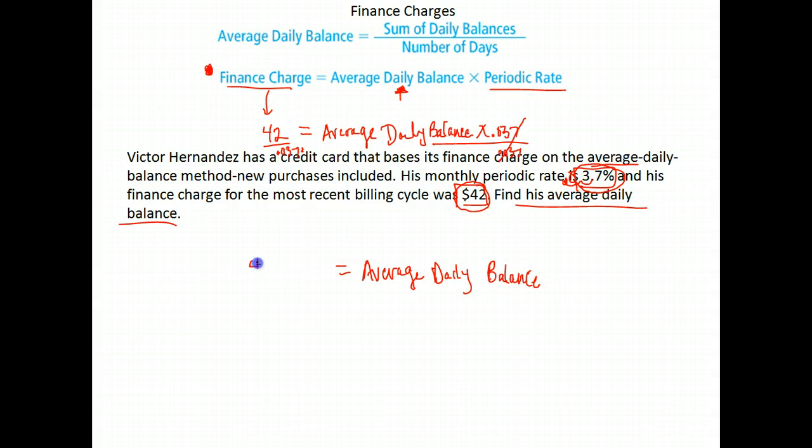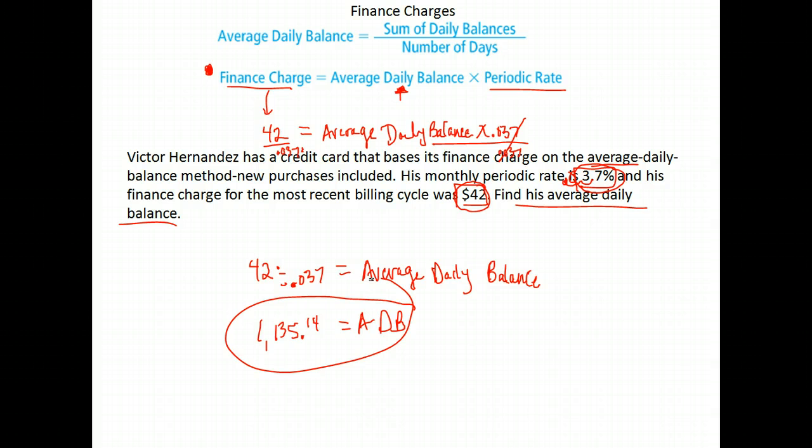Okay, it's going to be whatever 42 divided by 0.037 is. I'm going to call it my ADB. It looks like it is $1,135.14. Okay, so if you ever have a problem where you need to find the average daily balance and you are given the finance charge and the rate, you find it by taking the finance charge divided by your rate.